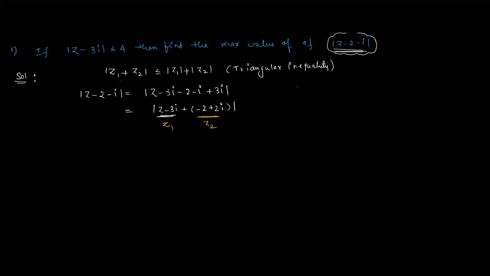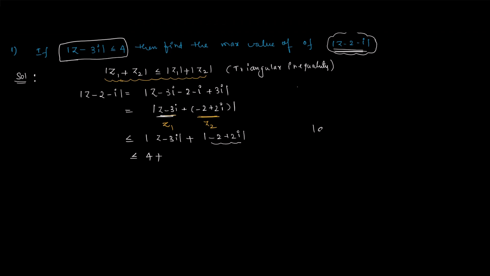So according to this property, modulus of z1 plus z2 is less than or equal to mod z1 plus mod z2. Here you can separate modulus of z minus 3i, modulus of z1, plus modulus of z2, minus 2 plus 2i. But modulus of z minus 3i is already given to be less than or equal to 4. So this is less than or equal to 4. And what is the modulus of this complex number? We know that modulus of a plus ib is root of a square plus b square.